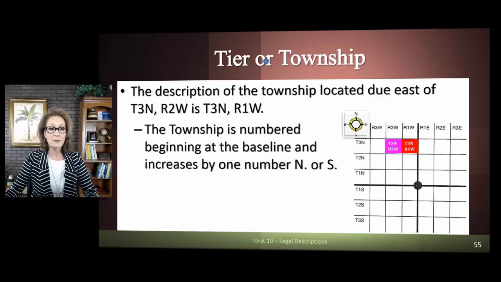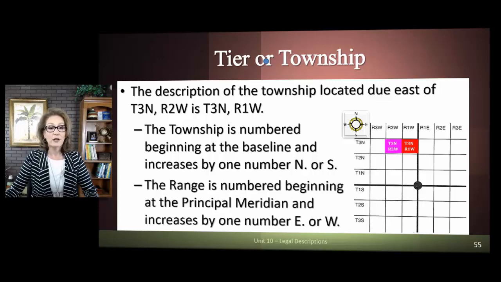The township is numbered beginning at the baseline and increases by one number north or south. The range is numbered beginning at the principal meridian and increases by one number east or west.